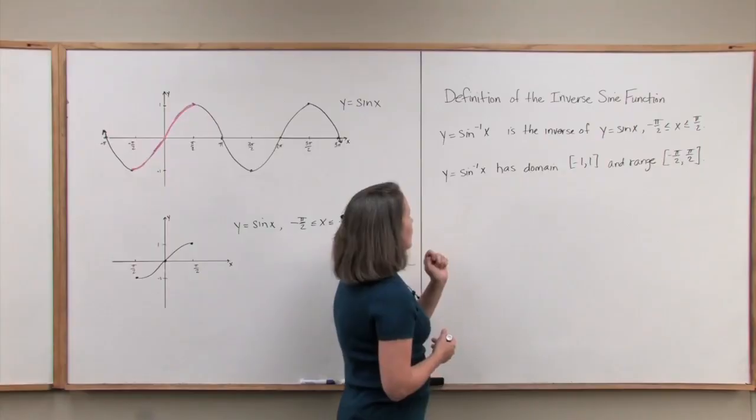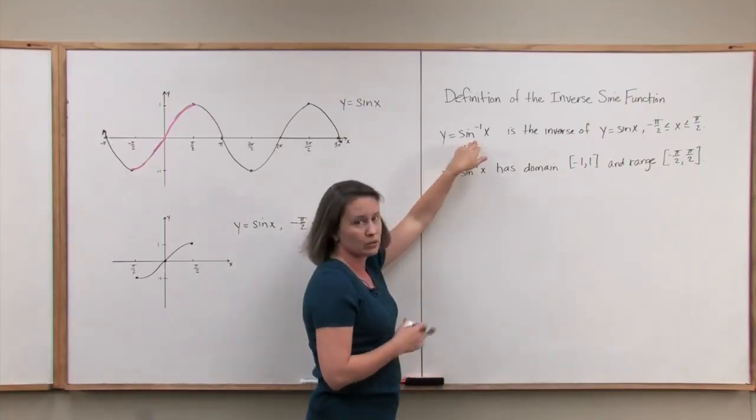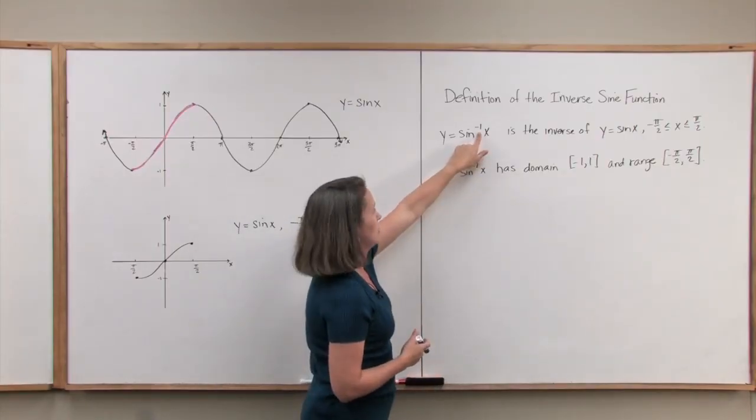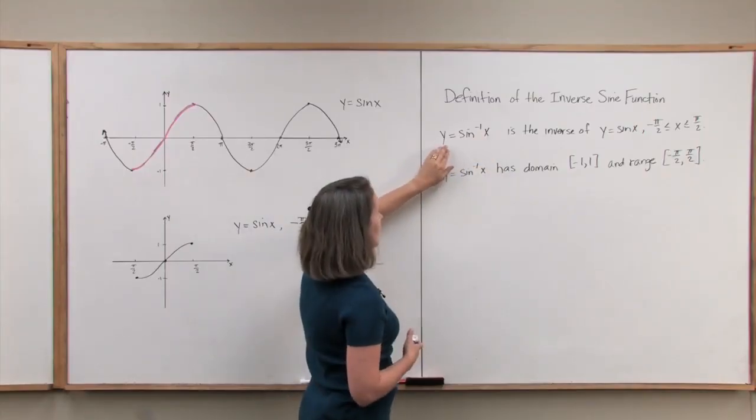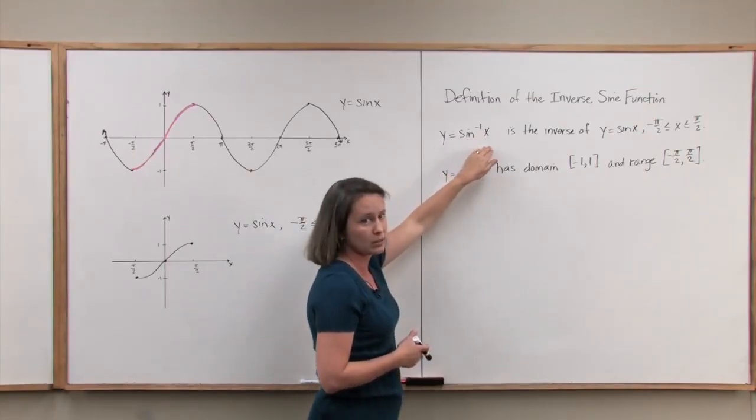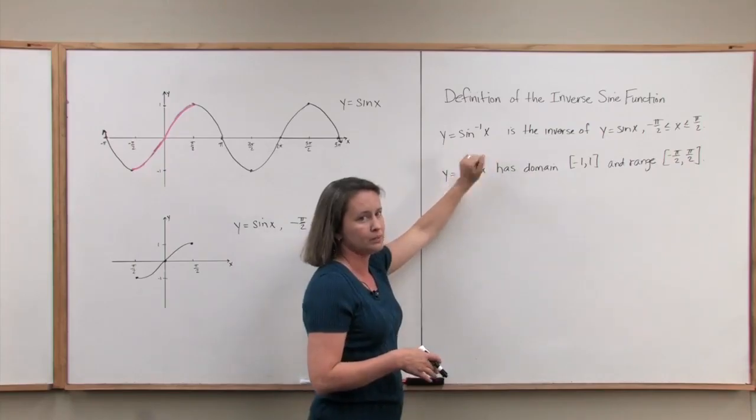One word about our notation. I know this looks like an exponent, this -1, but it's not an exponent. It's just a notational device. We read this y equals the inverse sine of x. It's not an exponent.